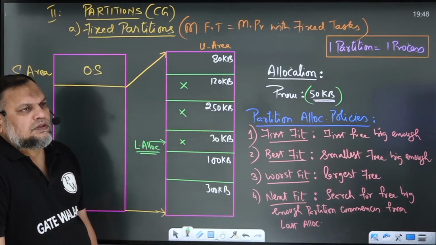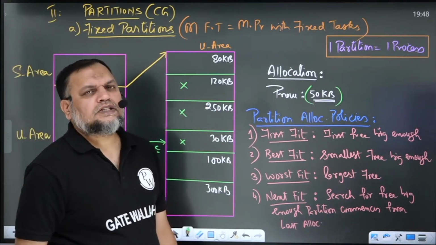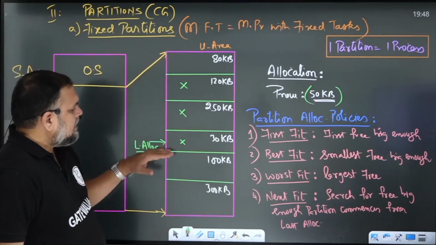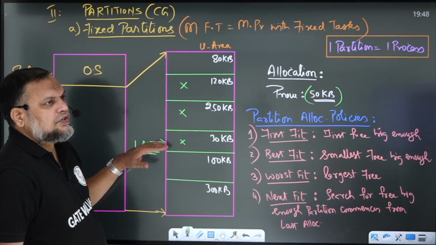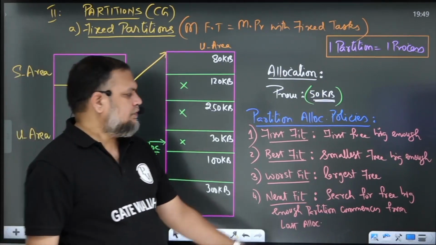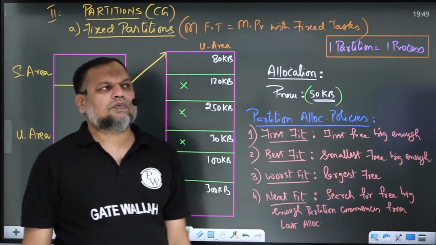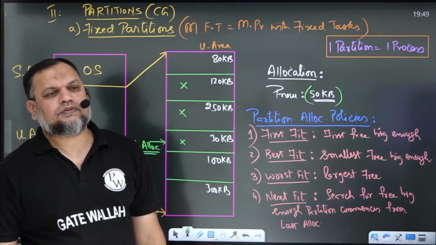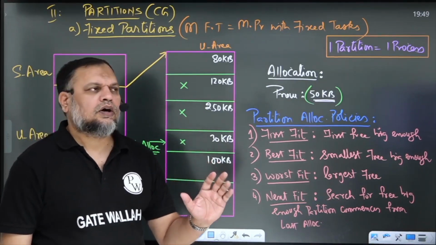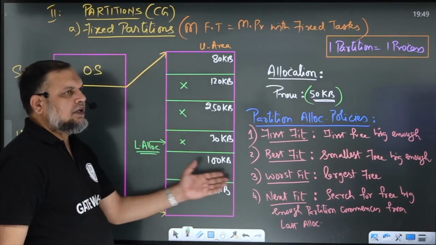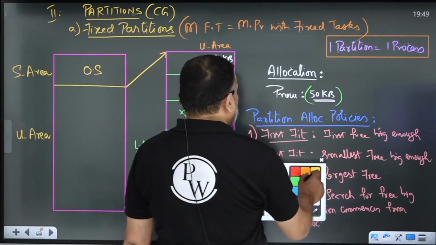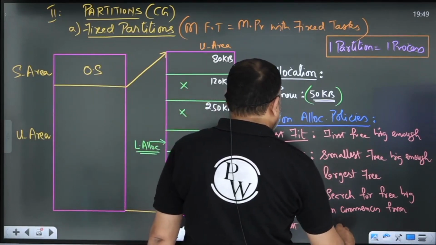Now I will ask you, what is the logic behind searching from last allocation? Why not from the beginning? What is the advantage of next fit over first fit? There should be some advantage of searching from last allocation rather than from the beginning. Come on. The advantage is next fit may work faster.